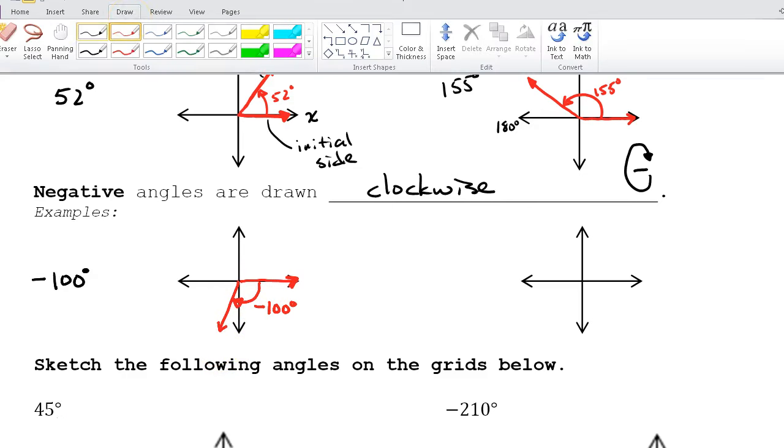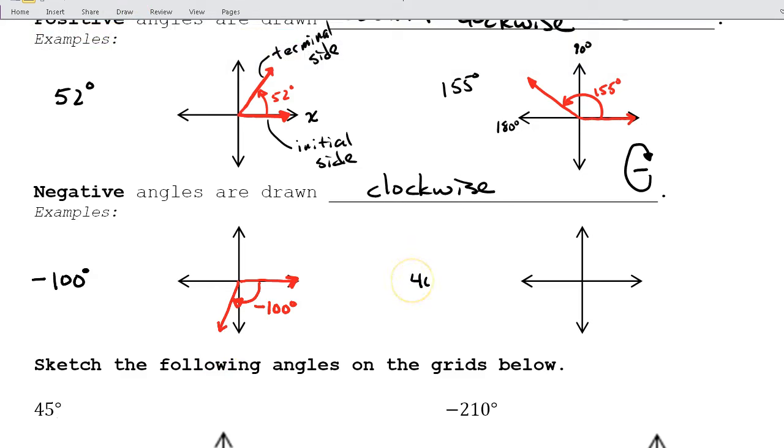And let's take a look at one more example. Let's say we have negative 400 degrees. So I'm going to start with positive 400 degrees. We'll graph that one as well. Positive 400 degrees, we're going to go all the way around. That would be 360 and then another 40 degrees, so somewhere around here. Here's my initial side. Notice how I show this going all the way around. I kind of make a spiral, and then I go to there. So that would be positive 400.